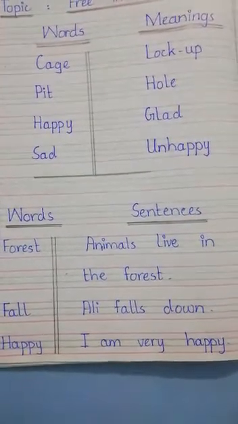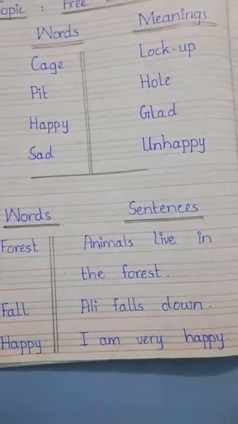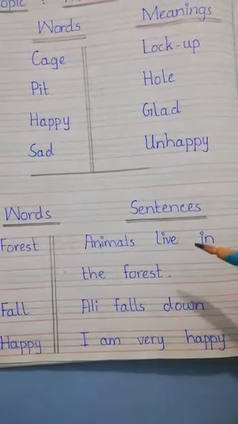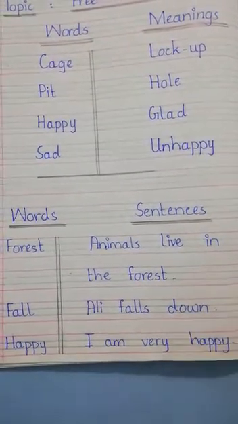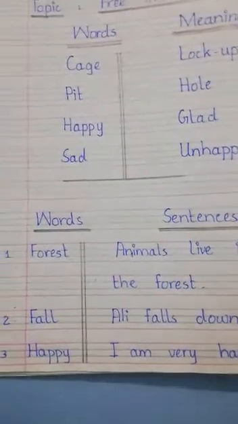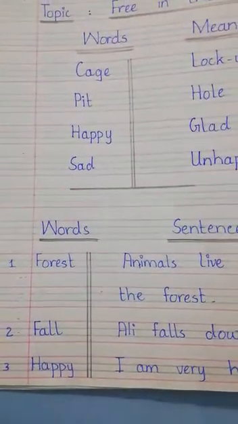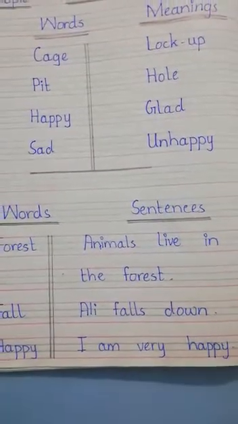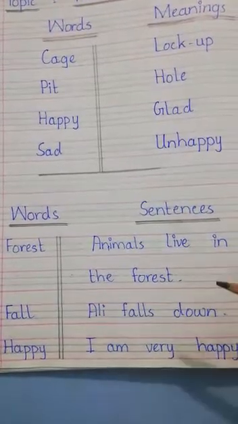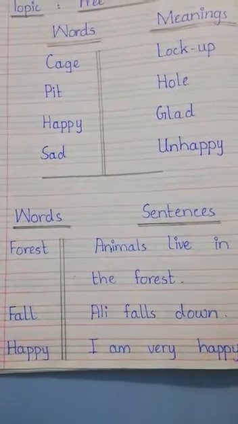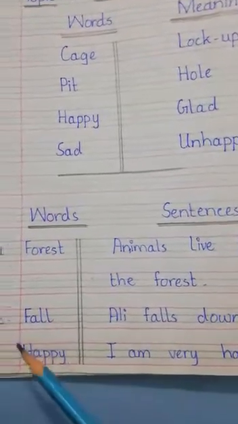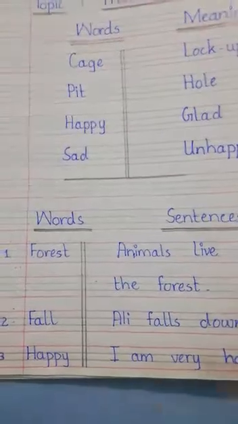Forest का मतलब होता है जंगल. So हम forest का sentence बनाएंगे. Animals live in the forest. Animals जंगल में रहते हैं. Very good. Your number 2 word is fall. Fall का मतलब है गिरना. Ali falls down. Ali गिर गया. Your third word is happy.